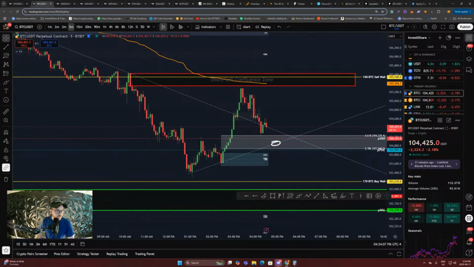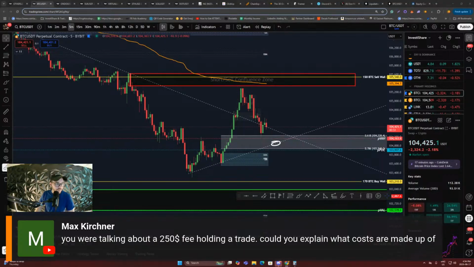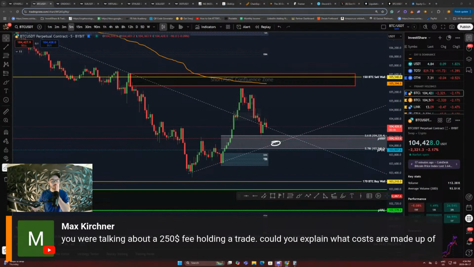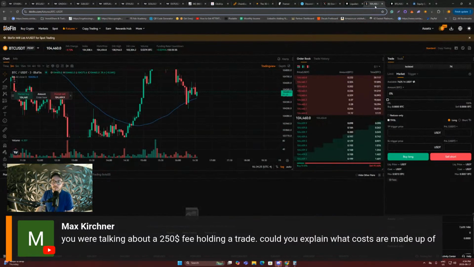You were talking about a $250 fee holding a trade. Could you explain what costs made that up? Yeah, sure. That's a good question. So when you're in a trade, your exchange has what's called funding rate fees. And by the way, funding rate fees can also be an indicator to help you with your trades, and I'll explain that in a moment. But right here at the top of your exchange, you'll see the funding rate fee, and there's a countdown. Most exchanges will charge you every 12 hours. Sometimes it's every 8 hours, sometimes every 24 hours, but usually it's an 8-hour cycle.